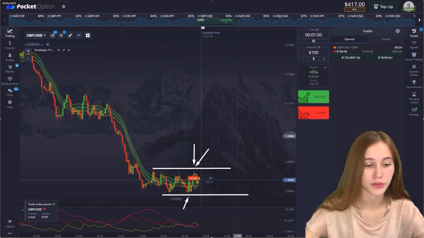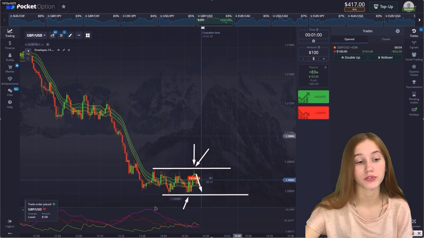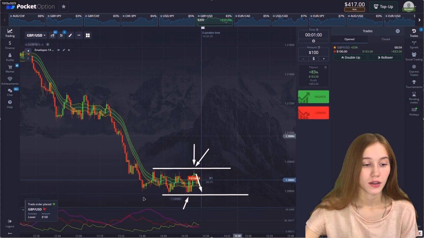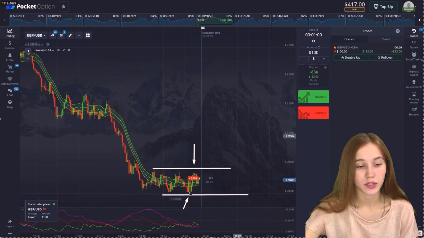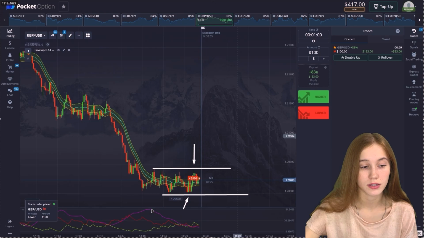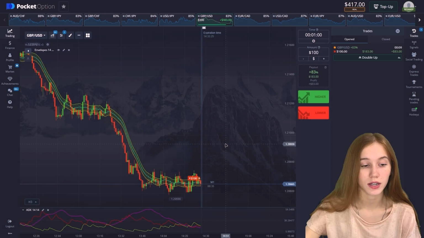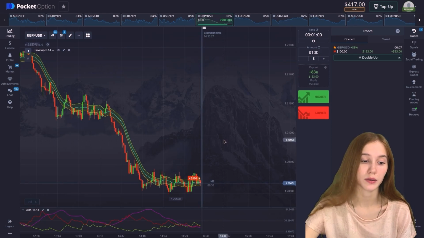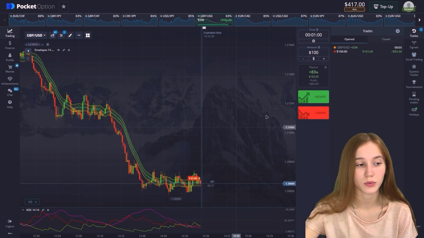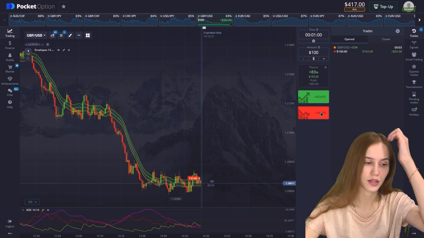We see our first indicator, boundaries. And the purple line shows that this line is decreasing. That's why we opened down. And the seconds, yeah, 3 seconds left. And yeah, we're in the black. Profit is $183. And let's move on.